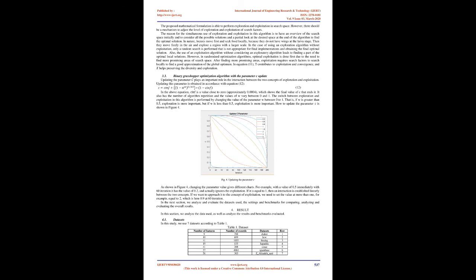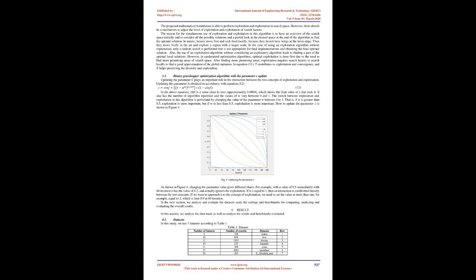Equation 6 is obtained from this change and modification and is calculated according to equation 11. The proposed mathematical formulation is able to perform exploration and exploitation in search space. However, there should be a mechanism to adjust the level of exploration and exploitation of search factors. The reason for the simultaneous use of exploration and exploitation in this algorithm is to have an overview of the search space initially and to consider all the possible solutions and a partial look at the desired space at the end of the algorithm to find the optimal solution.